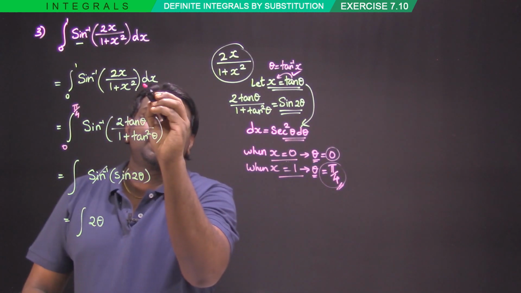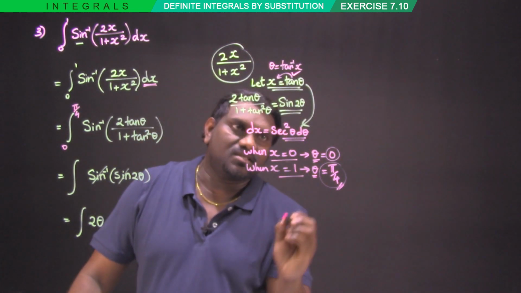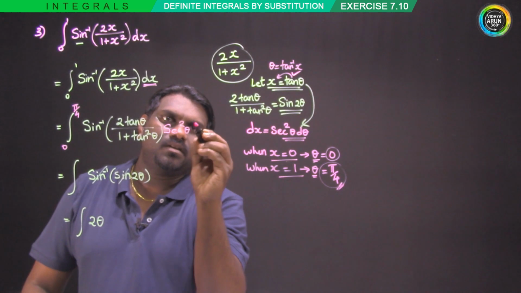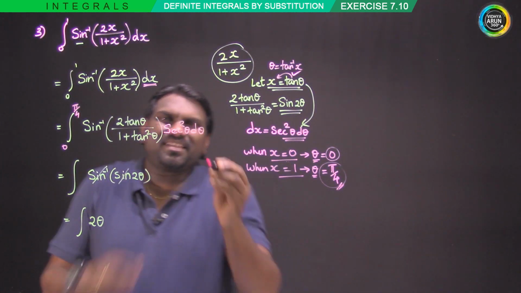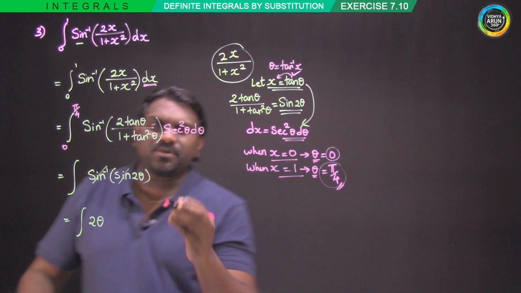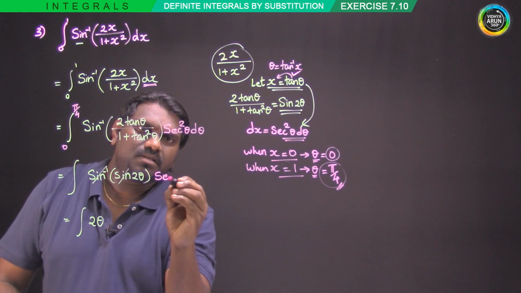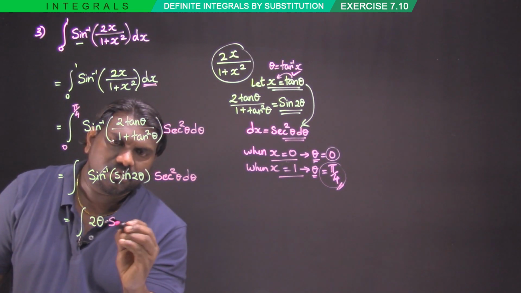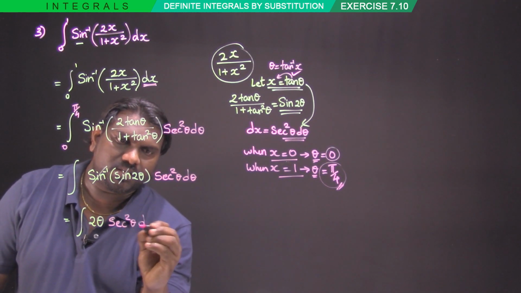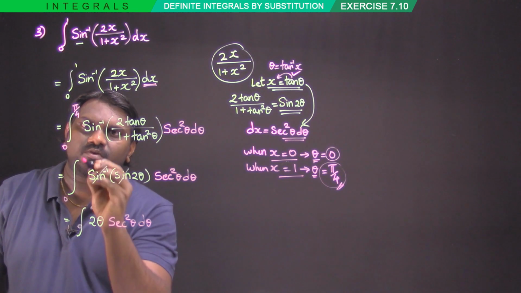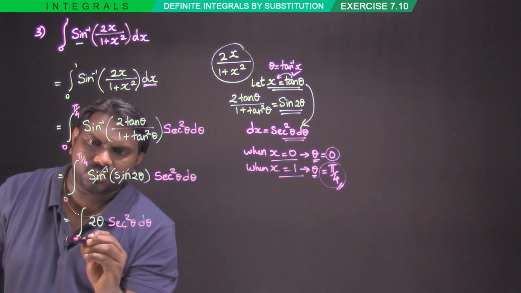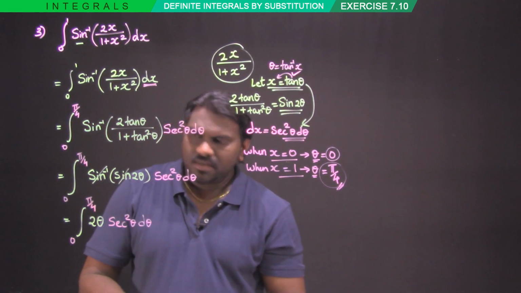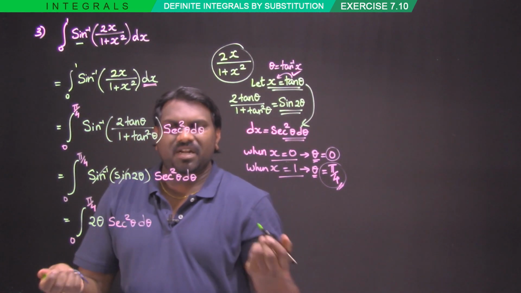But something else we missed out. What is it? dx. What is dx? It's sec square theta d theta. Fine. You might think it's big, dear. Let's see what happens to it. It is sec square theta d theta, and the limit would be from 0 to pi by 4. So that's done. Now what is the next step? You just need to start integrating it.